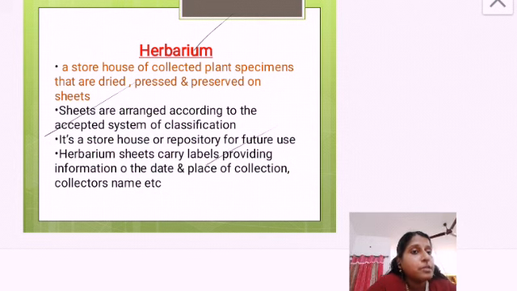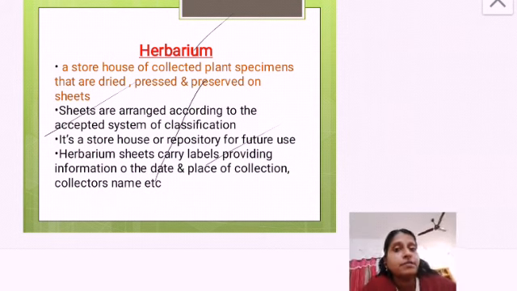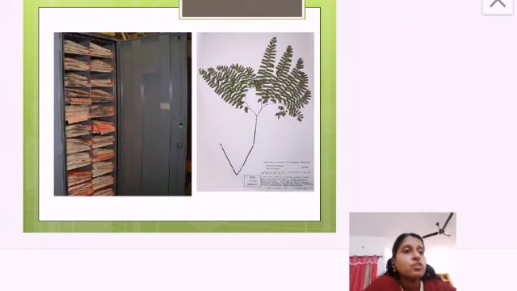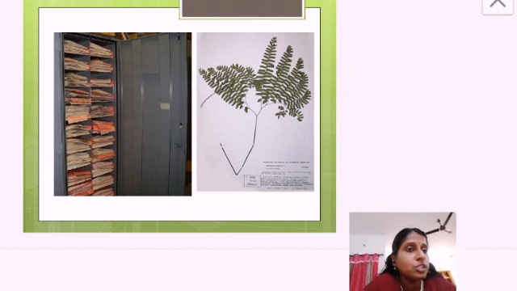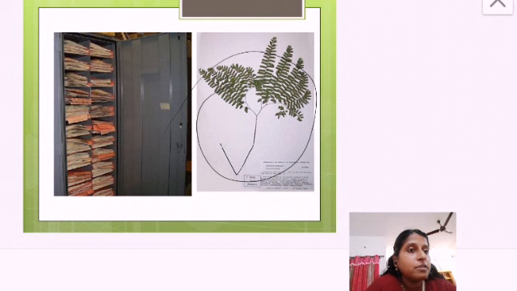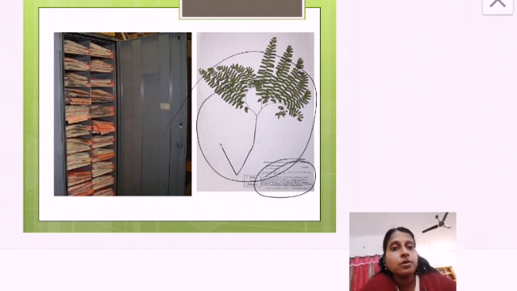It carries labels providing all the information: the date when it was collected, place of collection, collector's name, characteristics of the plant, all will be present in the herbarium. So this is the herbarium and these are the herbarium sheets. This is a herbarium sheet, wherein the plant you see has been dried and preserved, and all the information is provided over here.